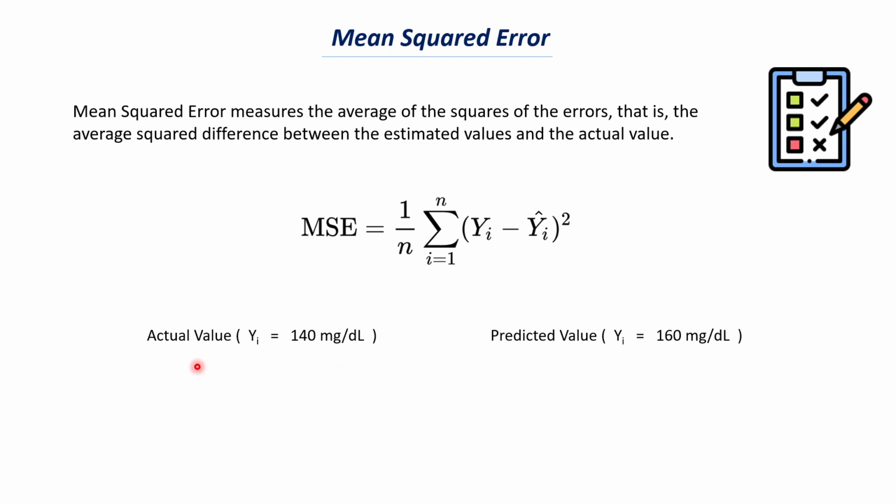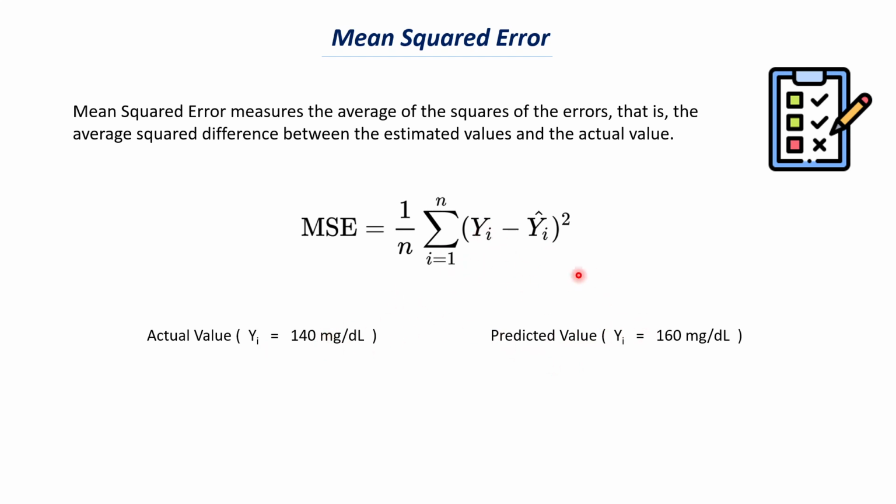Let's say that there is a person and the average blood sugar level of that person is 140 milligram per deciliter. This is the true value. Let's say that we have trained a machine learning model which can predict the blood sugar level, and this particular model has predicted the value to be 160 milligram per deciliter. Here you can see there is an error of 20 milligram if you subtract these two values. So this is yi cap. Yi cap represents the predicted value, I missed including it. So yi represents the actual value and yi cap is the predicted value. You just need to plug in the values here.